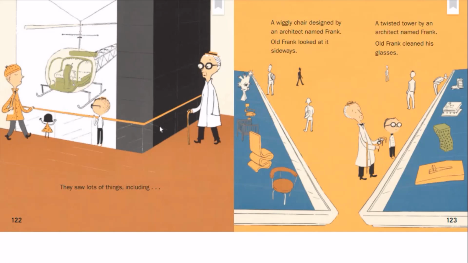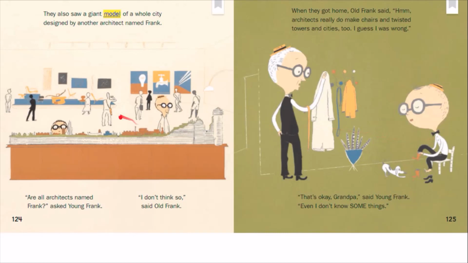So now they are at the museum, and old Frank finds a wiggly chair designed by an architect. He also sees a twisted tower designed by an architect. Last, they see a whole entire model of a city designed by another architect. When they got home, old Frank said, "Architects really do make chairs and twisted towers and cities too. I guess I was wrong."